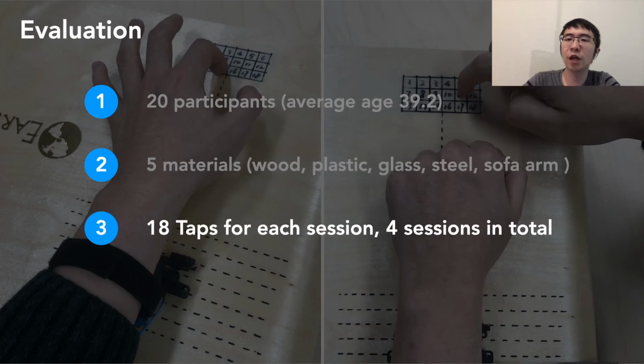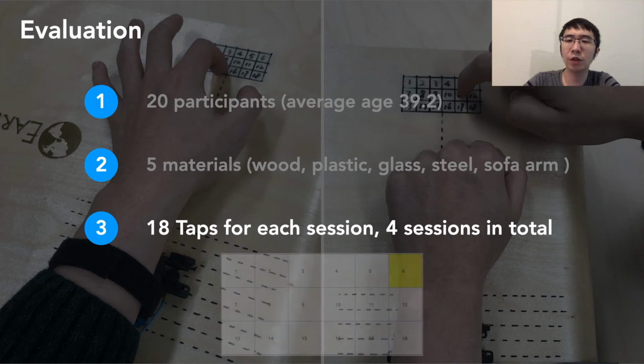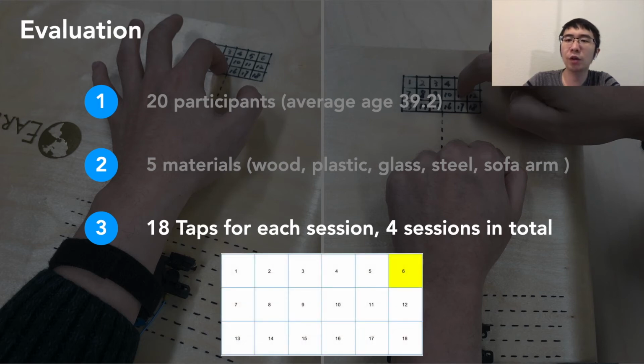For each surface, participants were asked to wear the device on their non-dominant hand and tap on a 3x6 grid using their finger pad. Each target square is 1 cm by 1 cm, so we have 18 taps for each section, and we repeat this for 4 times.